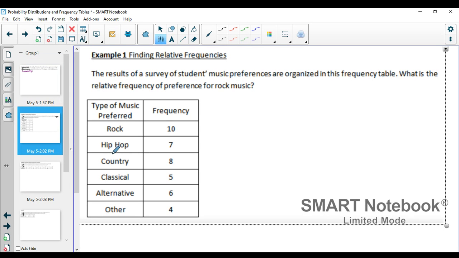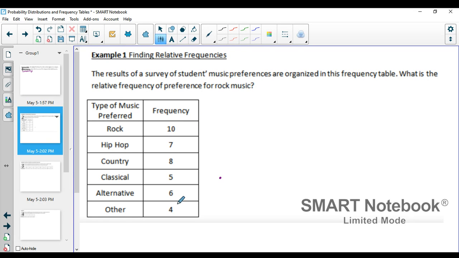All right, so our first example: the students surveyed, music preferences are organized in the table. What is the relative frequency of preference for rock music? Our first step here is to figure out the total number of people that were surveyed. So we're just going to add all of these together. They surveyed 40 people. So 40 is our total here.